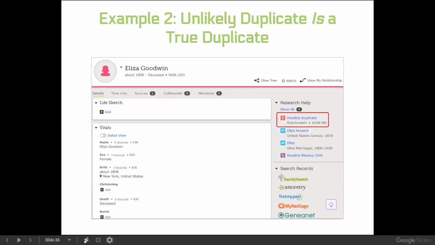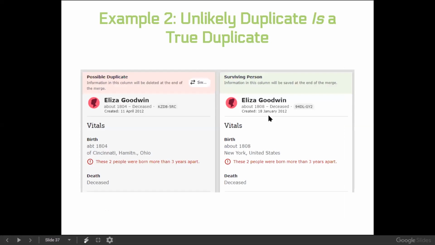Okay, let's look at an unlikely duplicate that is a true duplicate. So here we've got Eliza Goodwin, and Family Tree is suggesting a possible duplicate for her. So once again, we click her, we go into the merge screen that allows us to compare the information. Well, look right away what we've got here. We've got conflicting information. In fact, Family Tree helped us out by pointing out that we've got some indications that these might not be the same person. So they're born in different years and they're born in different states.